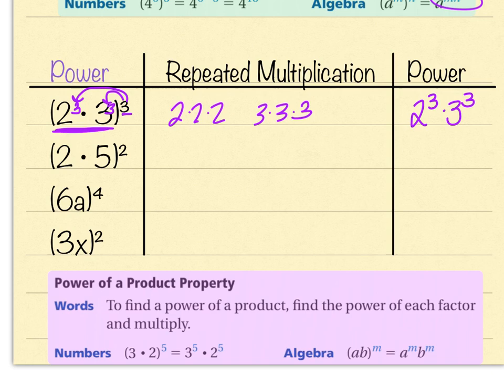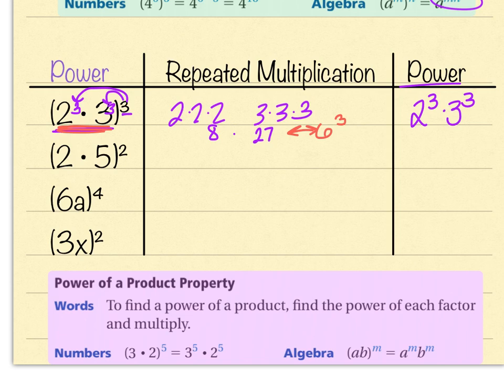Now, I could totally evaluate that, right? I could say 2 times 2 times 2 is 8, times 3 times 3 times 3 is 27, but it doesn't say to evaluate this one. It just wants us to write it as a power. So 2 to the 3rd times 3 to the 3rd. Another way I could evaluate it is I could have said, well, 2 times 3 is just 6, and 6 to the 3rd power is actually going to give us the same answer, 216, that 8 times 27 will give us. But again, just writing as a power.